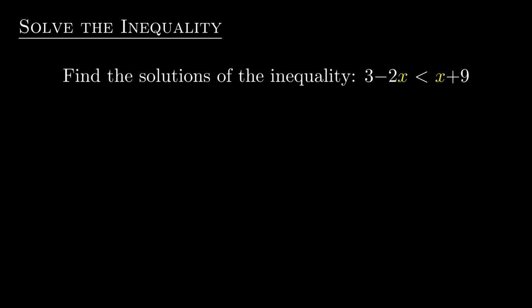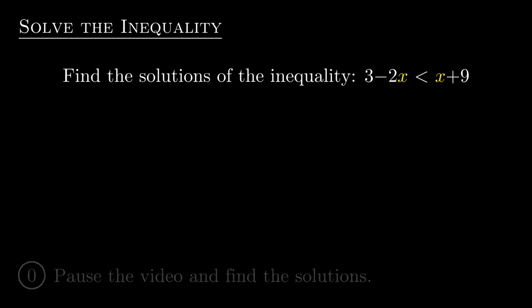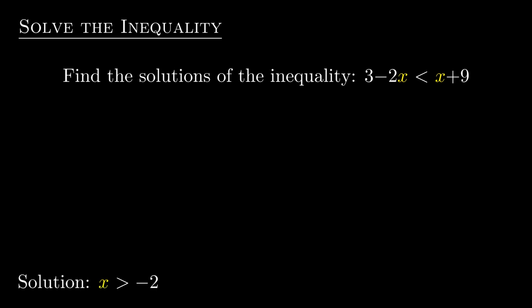Now it's time to solve the inequality with respect to a variable. What we want to do is find the set of solutions that respect this inequality: 3 minus 2x is smaller than x plus 9. Pause the video and find the solutions of this inequality. The solution is all the values of x which are greater than minus 2. If you didn't find it, no problem, we will check this out in the next scene.